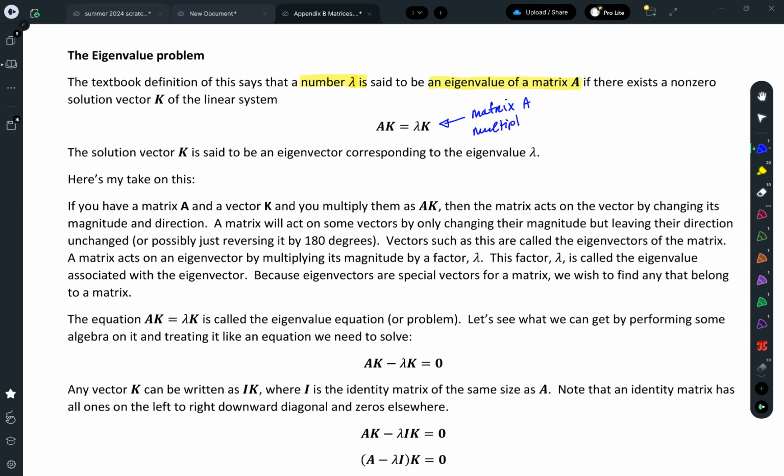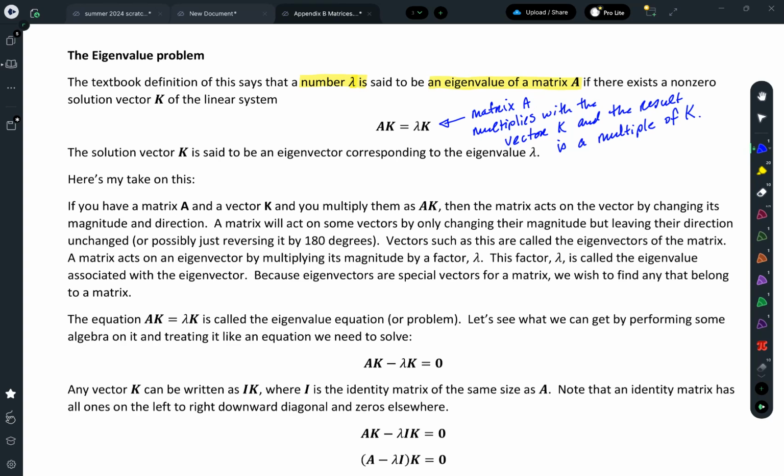So what's happening here is the matrix A multiplies with the vector k, and the result is a multiple of k, because lambda is just a number, right? So that's a special k vector, because when a matrix A multiplies with any random vector, you won't necessarily get back just a multiple of that random vector. You'll get something completely different.